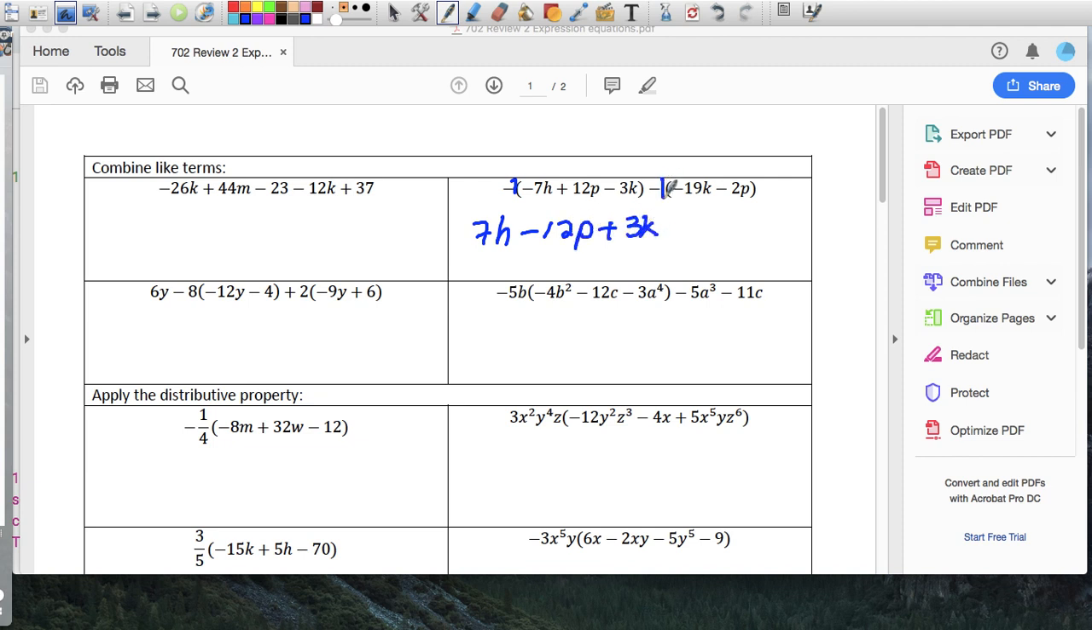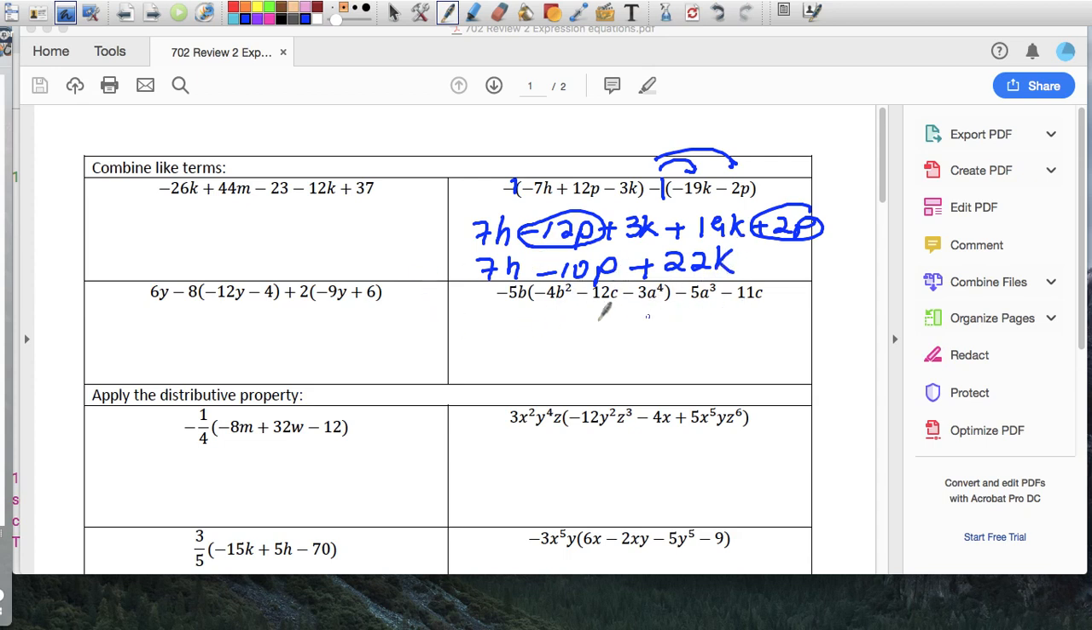And again, you can pretend there's a 1 here and do the distributive property. So plus 19k and plus 2p. There are like terms. The 7h has no like term, but the p's and the k's do, so I'm going to combine this guy with this guy. If you think about it, negative 12p plus 2p is negative 10p. And the two k's can be combined. A positive and a positive is going to be another positive, and that's going to be 22k.